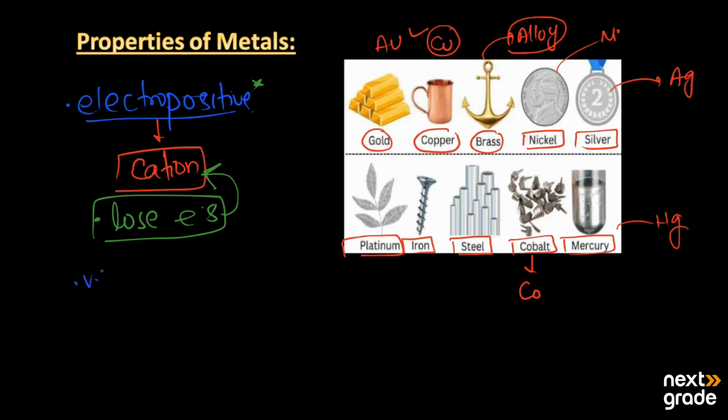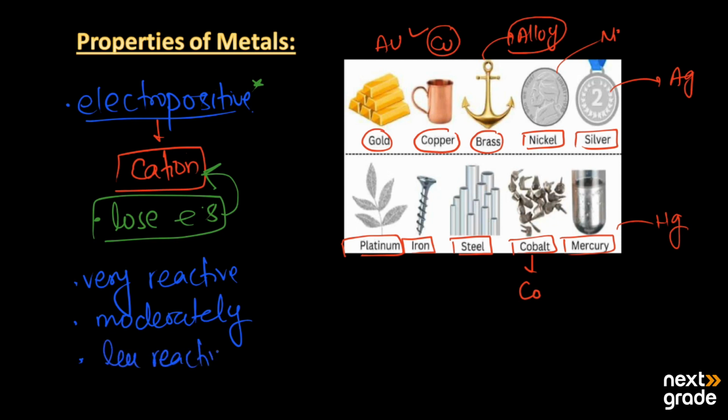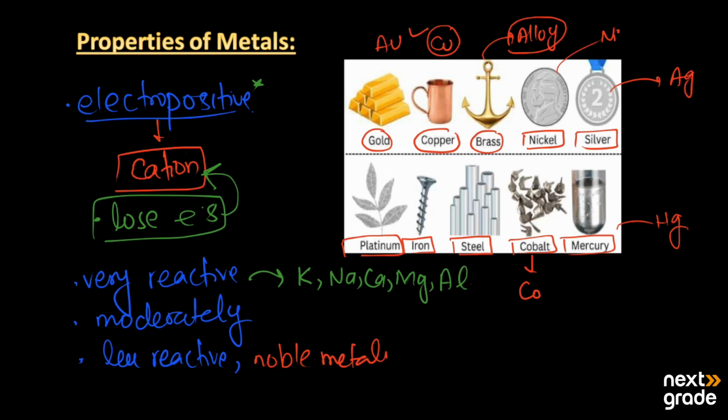They may be very reactive metals, moderately reactive, and at the end we have the metals that are less reactive. We can also call these less reactive metals the noble metals, like the noble gases that do not easily react. The very reactive metals include potassium, sodium, calcium, magnesium, and aluminium. All these are reactive metals.